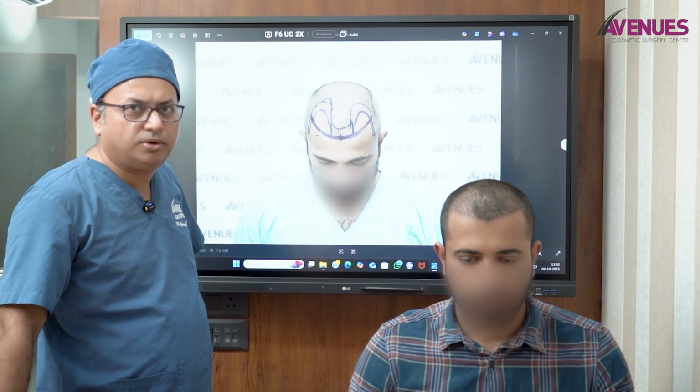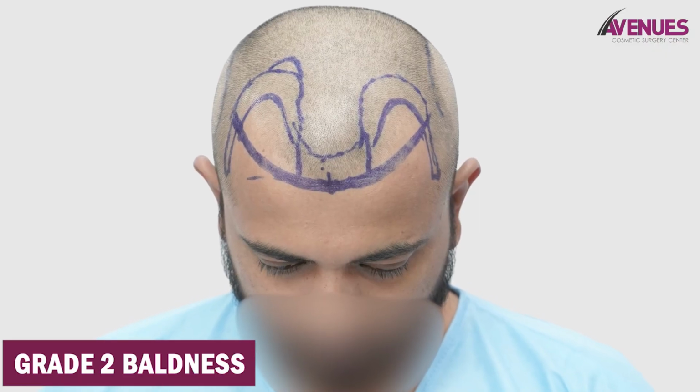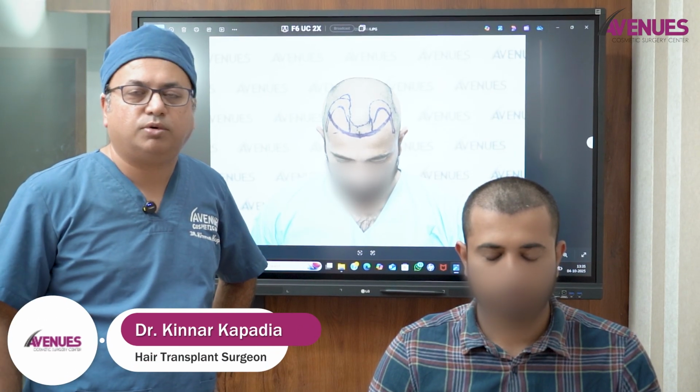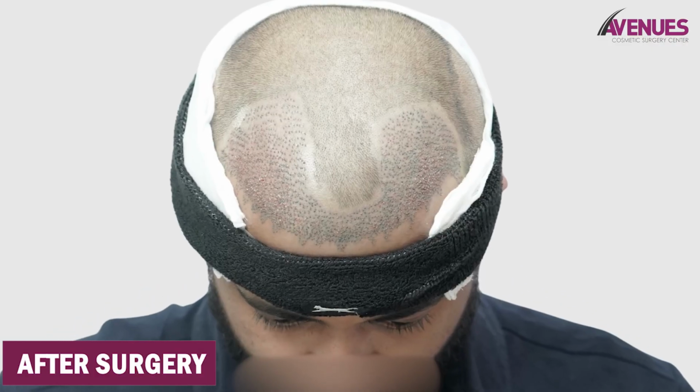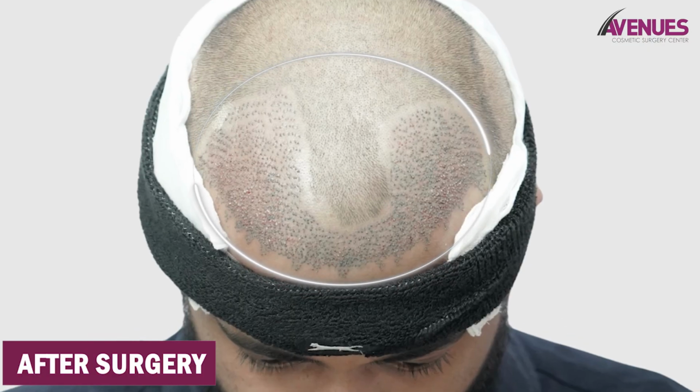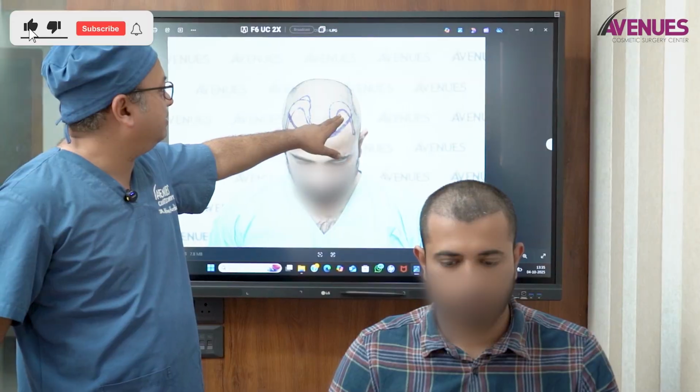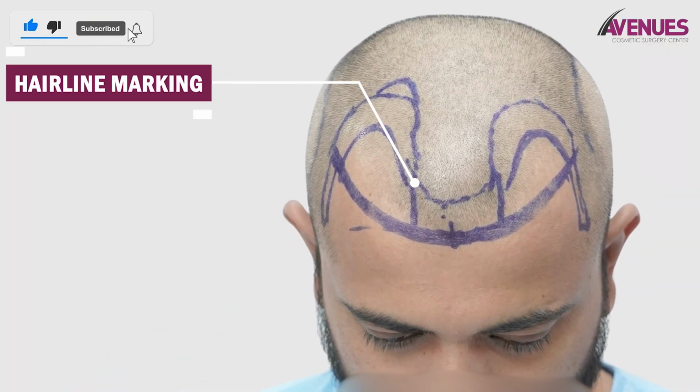This is just showing you a patient which is of grade 2. Today he has come to us on day 15. This is just showing you the thought process and what we plan for the surgery. As you can see over here, we have done the surgery on this area and in this area. So we have marked out pre-operatively which areas we want to concentrate on.